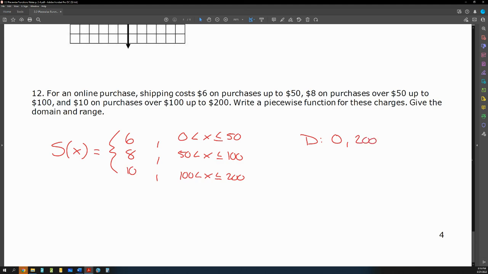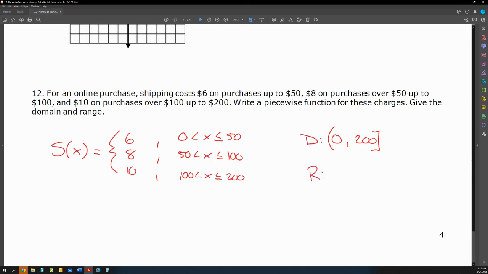Now, do we include 0? Is 0 a valid purchase? No, but like 1 penny is, so we're not going to include 0. Can we make purchases up to 200? Yes, we can. So that's going to be a square bracket. So here's our domain in interval notation.